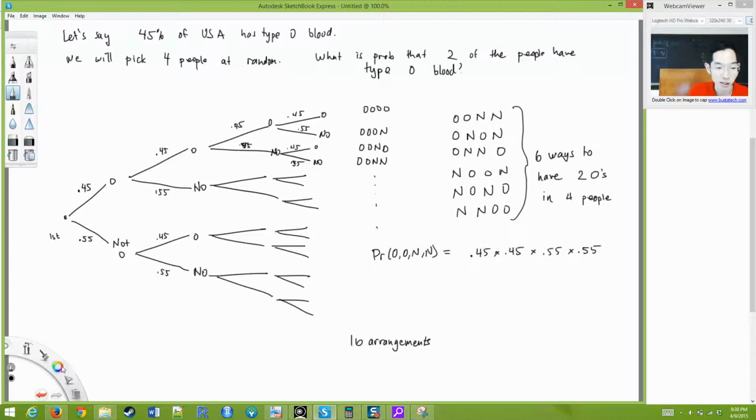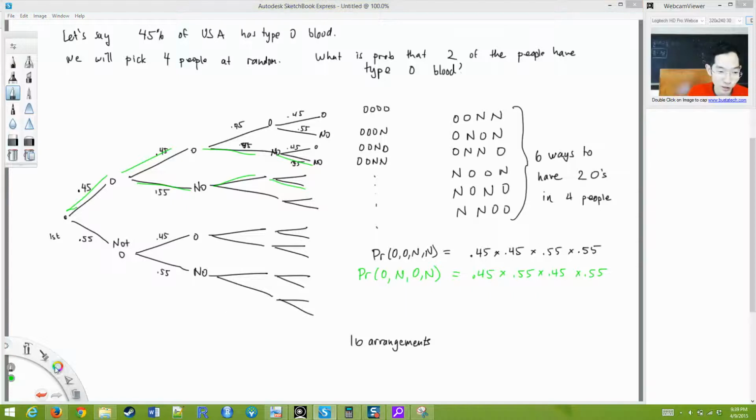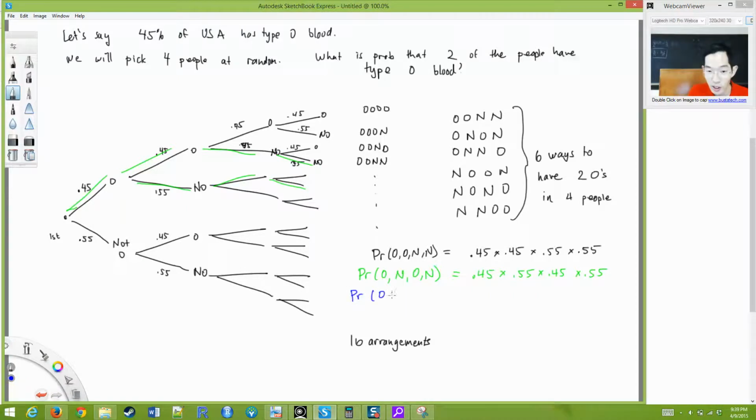Okay, so the first path is O, O, N, N, and the next one will be O, N, O, N. The probability of O, then N, then O, then N, would be 0.45 times 0.55 times 0.45 times 0.55. And then just one more for the sake of illustration: O, N, N, O would be 0.45 times 0.55 times 0.55 times 0.45. Is that okay with everyone? Now, what do we notice about all of these? If I multiply this out, they would all be the same, because the order in which you multiply doesn't matter. And all of these have 2 O's and 2 N's.